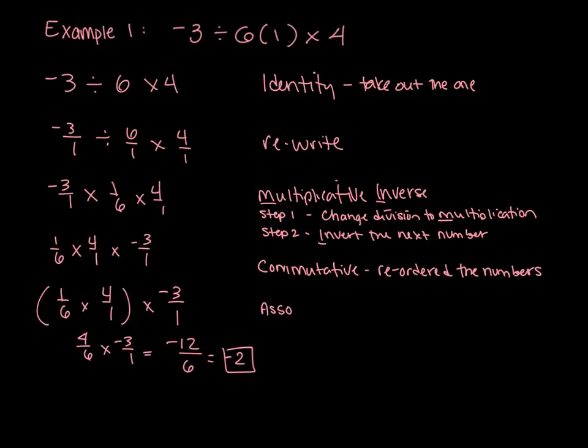Finally, we have associative. And that is where we keep the order that we did for commutative, but instead we use grouping, and we show the grouping with parentheses. Whatever's inside those parentheses is what we want to solve first. So in this case, I wanted to solve the 1/6 times the 4/1 first, and then after I figure out that answer, multiply that to -3/1. If you did your math correctly, we get -2. Let's move on.